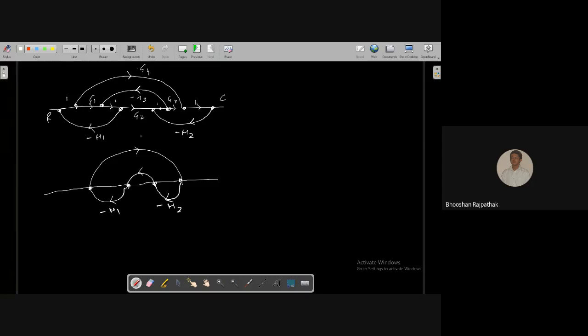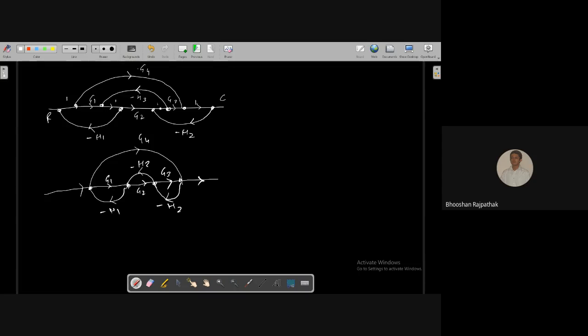Minus H2, G4, minus H3, and this is G1, G2, G3. See how simplified it has become. This looks messy, but you can simplify this kind of thing and convert it into a simplified signal flow graph. So whenever a signal flow graph is given to you, you first check whether you can simplify it.